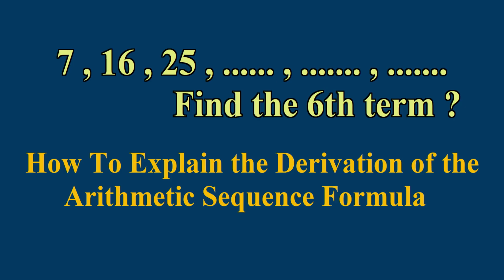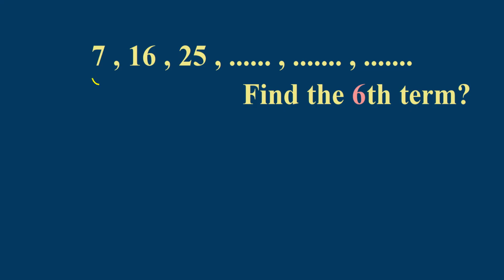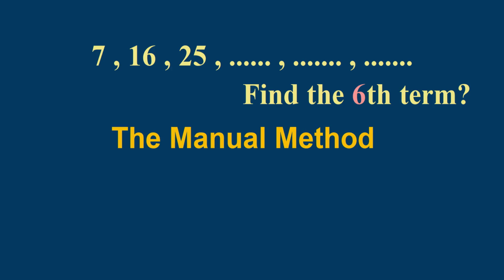In this visual content, we have this sequence 7, 16, 25. And our goal is to get the sixth term. Today I am showing you two methods to solve this problem. The first method is called the manual method. This method is perfect for short arithmetic sequences.